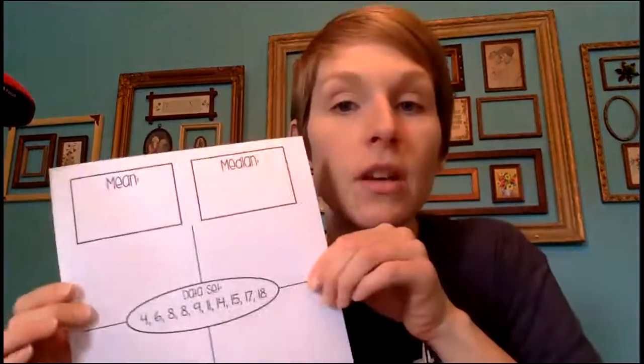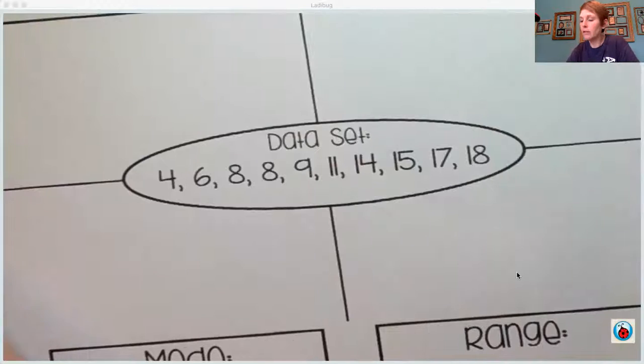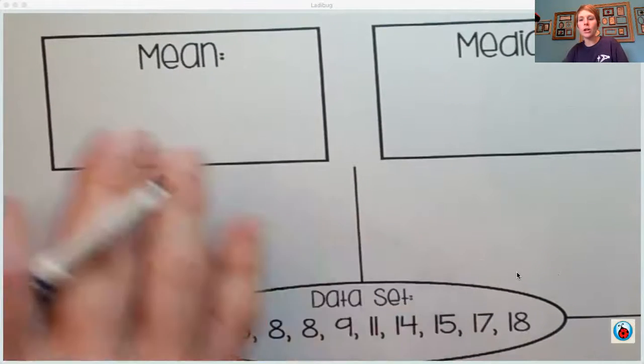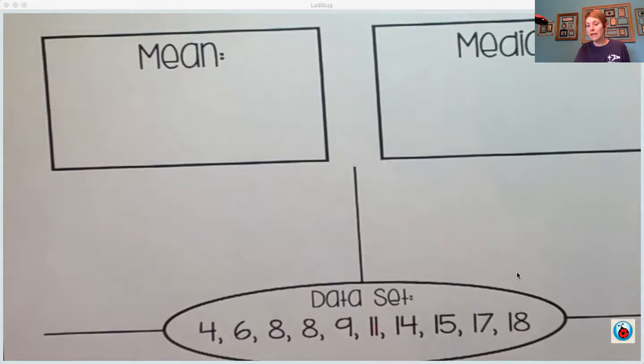These are the notes for this video. They were attached to the post with the video, so you just need to print those out and have them handy if you're able. If not, take the notes on any sheet of paper that you can get your hands on. All right, let me share my screen with you from my Ladybug so that you can follow along with me. I'm gonna start up here at the top with mean, okay?